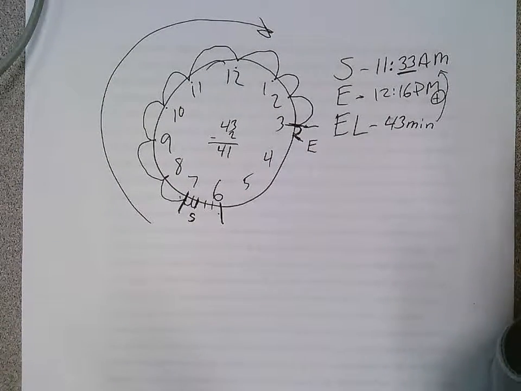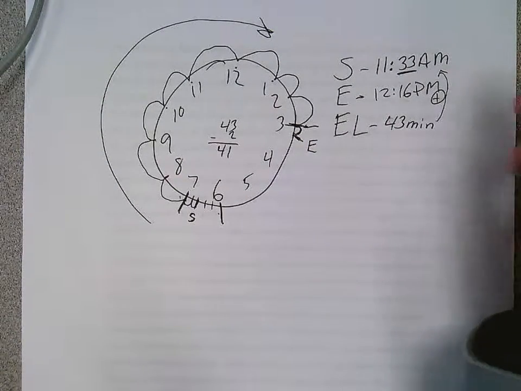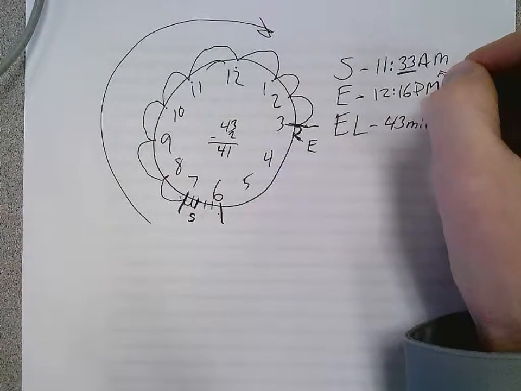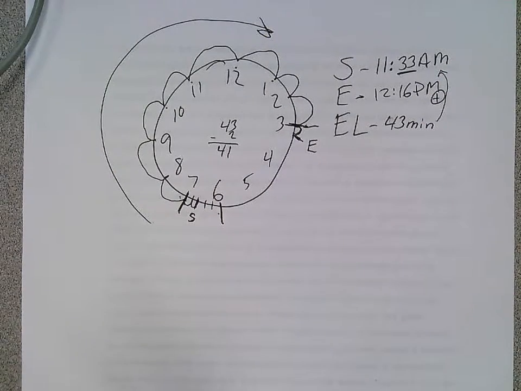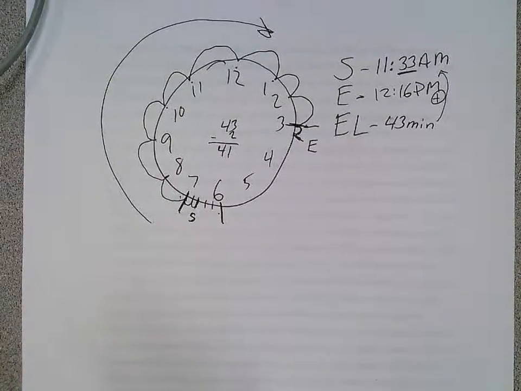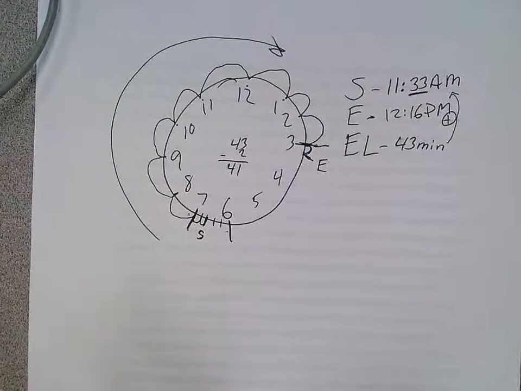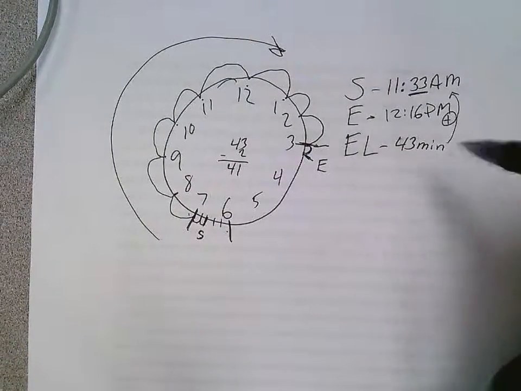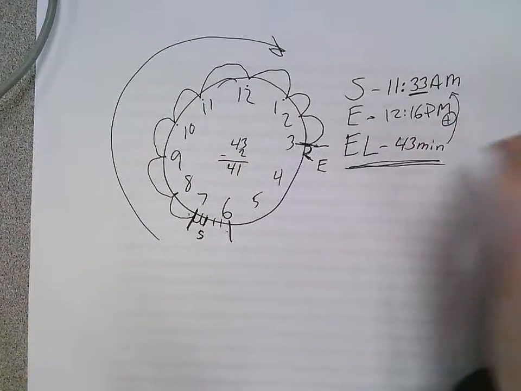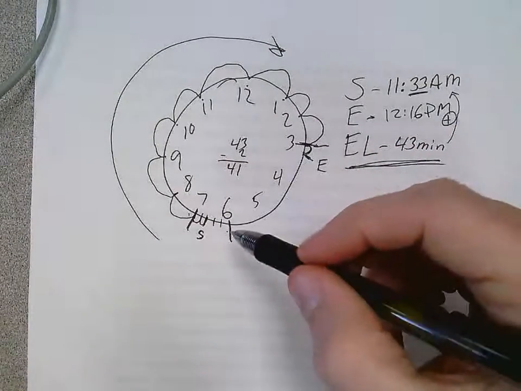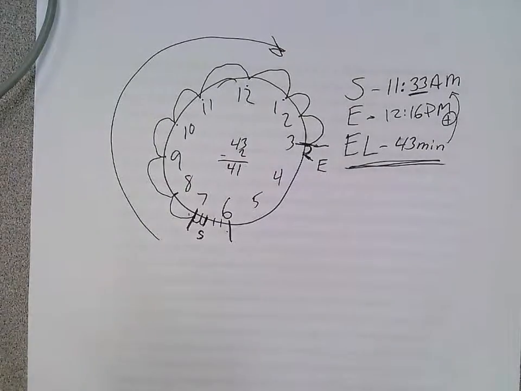Anytime I cross a 12 o'clock, whether it's noon or midnight, I'm going to change my AM to PM or PM to AM. So once again, to figure out our end time, we mark down our start time minutes, and we add our elapsed time minutes onto it, and then we go back and we count to figure out our final ending time.